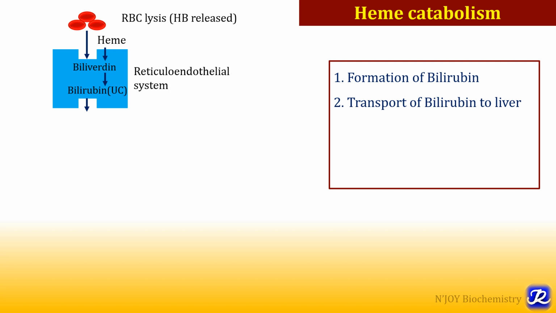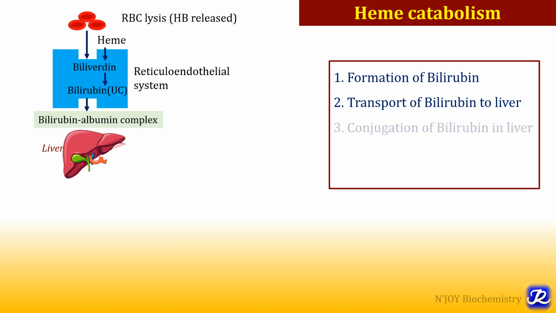The second step is transport of bilirubin to the liver. This bilirubin which is unconjugated is not water soluble, so it cannot pass in circulation and reach the liver by itself, so it is always complexed with albumin. So this bilirubin albumin complex reaches the liver. So the second step is transport of bilirubin to the liver.